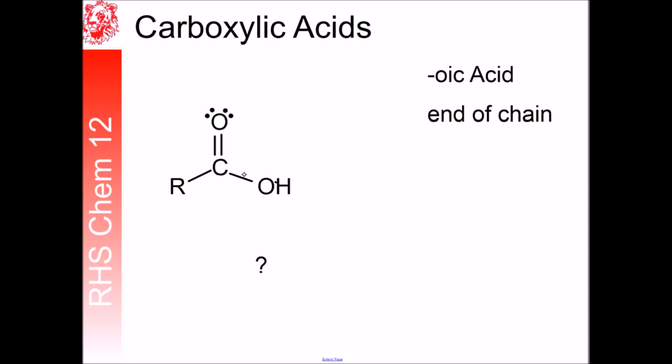An OH attached to a carbon-oxygen double bond, that's a carboxylic acid. Do not confuse that for an alcohol, where you have an OH attached to just a carbon. That would be an alcohol. Specifically, a C double bond O attached to an OH is a carboxylic acid, and it gets the ending "oic acid." And again, they're going to happen at the end of chains.